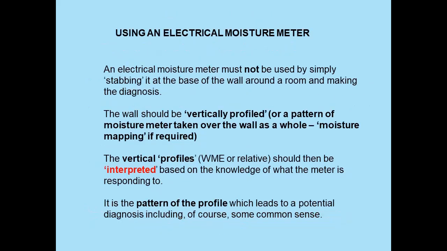So how do we use an electrical moisture meter? It must not simply be stabbed at the base of the wall around the room and the diagnosis made. The wall must be vertically profiled. You need a pattern of meter readings taken over the wall, certainly in vertical profile, or some people may require a pattern over the wall, vertical and horizontal.